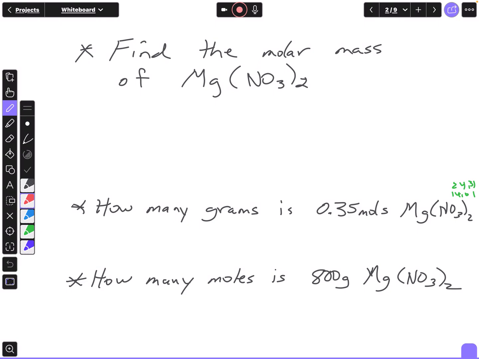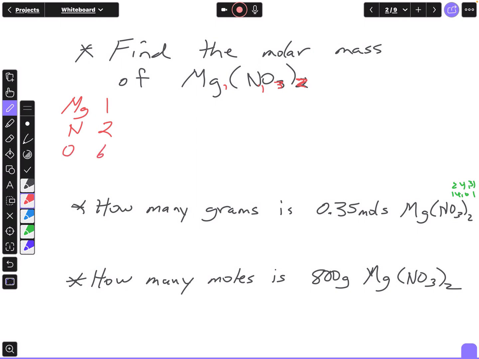Now, how do I do that? Well, I have one atom of Mg. I have nitrogen. How many atoms do I have of that? Well, I've got one on the inside of the parentheses, and that multiplies by the number on the outside of the parentheses. So 1 times 2, I've got 2 nitrogens. And then oxygen, I have 3 on the inside times 2. Oxygen, I would have a total of 6.